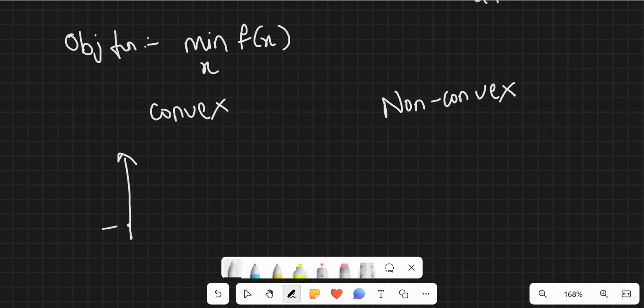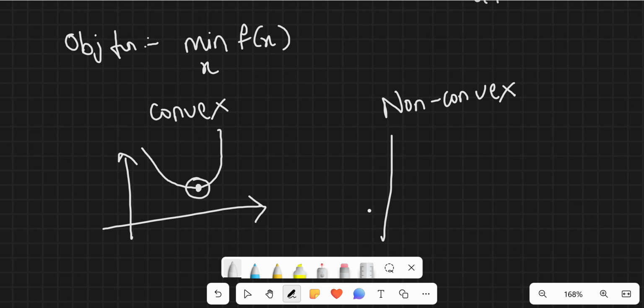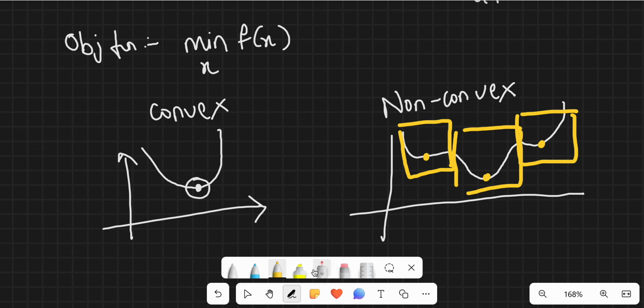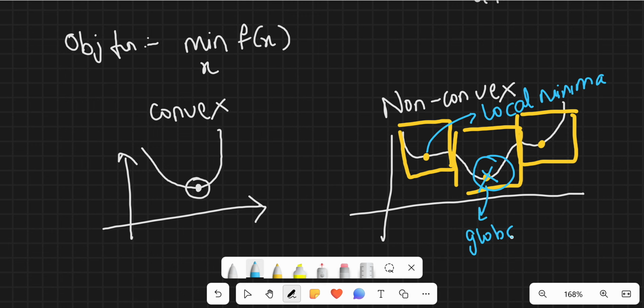So the difference between convex and non-convex function is that a convex function only has one minimum point. So this function, there is only one minimum point. But a non-convex function will look something like this. So here, if you see within this region, this point is a minimum point. Within this region, this point is a minimum point. Within this region, this point is a minimum point. But overall, in the entire curve, this point is the minimum point. So these points are called local minima. But this point that is minimum across the entire curve is called a global minima.